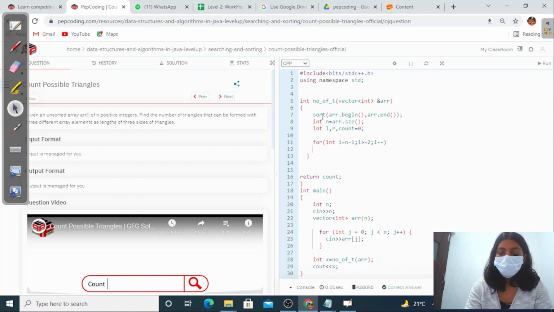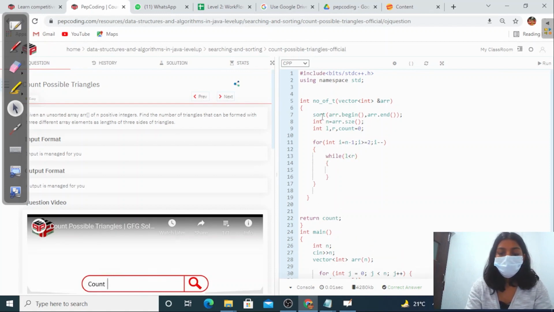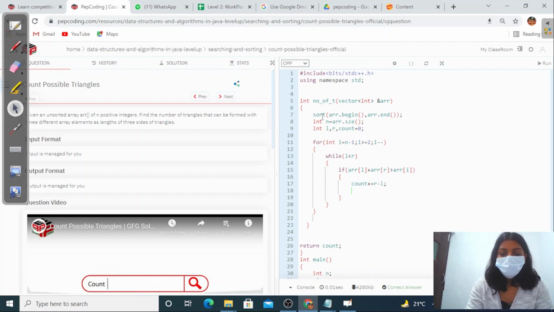All right. Now let's see, while my left is less than my right, check if arr of left plus arr of right is greater than arr of I. Is it greater than my third side? If it's greater, it forms a triangle. Then do what? Then increase my count by right minus L and decrease my right. Else increase my low.